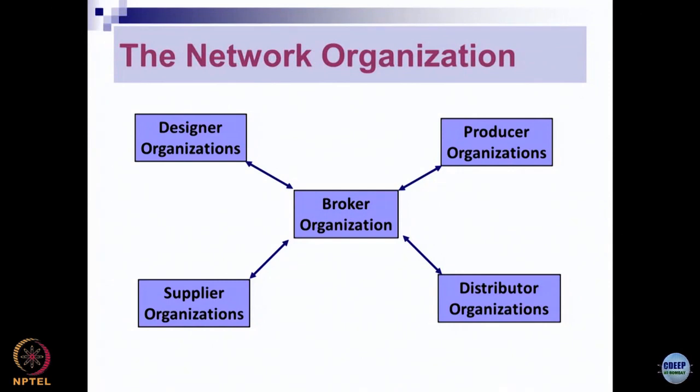Next type of organization design is called network organization. This is one example of a broker organization. Why is it called a broker organization? Because it is the mediator, or the one connecting point of the different organizations. So a network organization is depicted in this picture where a broker organization is the central, and they have the collaboration and they engage the designer organization, producer organization, distributor organization and supplier organization for the product they deal with.